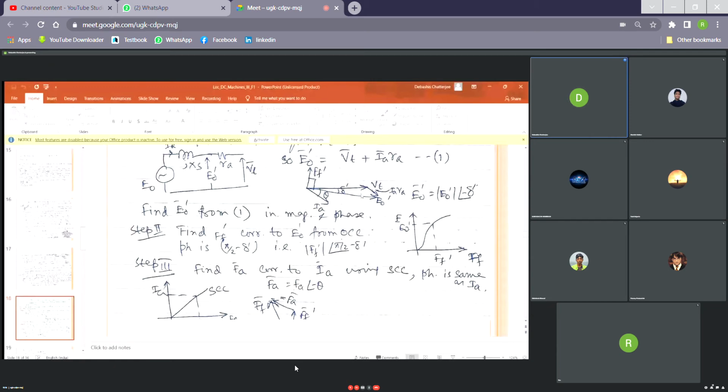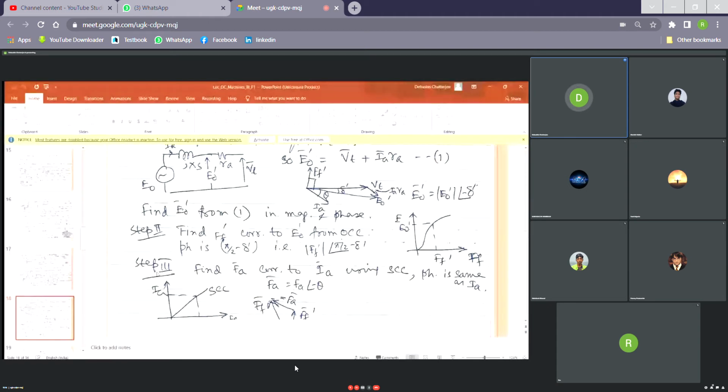It is the case when the current is lagging by angle theta. We have assumed a lagging power factor load. So E0 dashed has a phase of minus delta dashed, and FF dashed leads E0 dashed by 90 degrees. So the phase of FF dashed will be 90 degrees minus delta dashed from the reference phasor VT. It's quite clear. So you have got the value of FF dashed from the OCC, and you know the phase also.